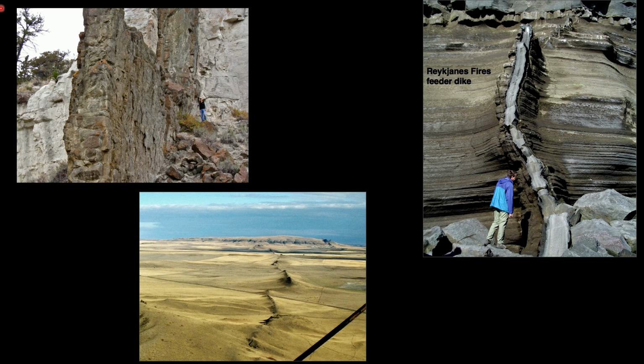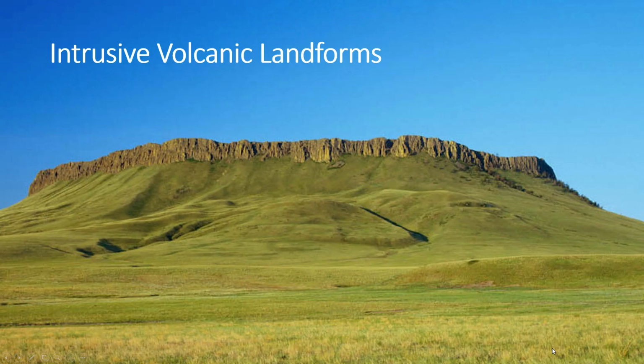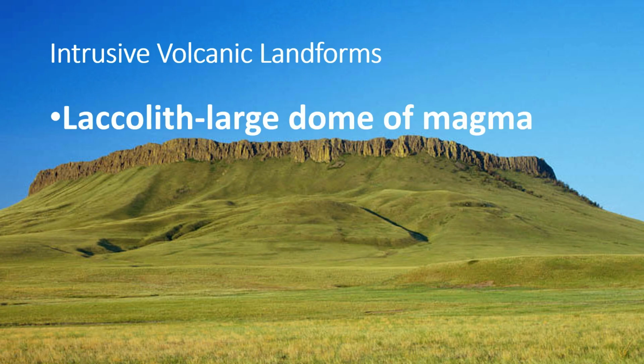Okay, next intrusive volcanic landform is called a laccolith, and a laccolith is like a bubble of magma that never erupted as a volcano. It got trapped underground and then cooled. Another word that we use more commonly for laccoliths in Montana is a butte. So this butte in the background of this slide is called Crown Butte.